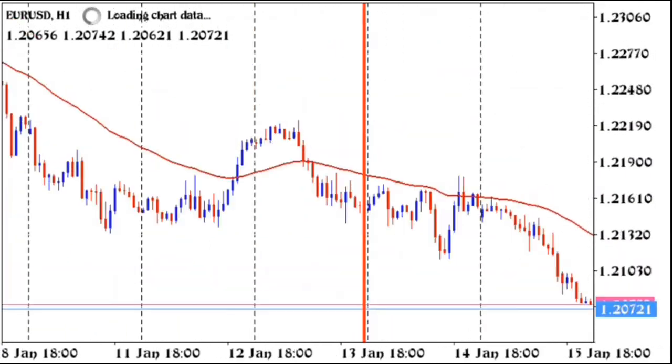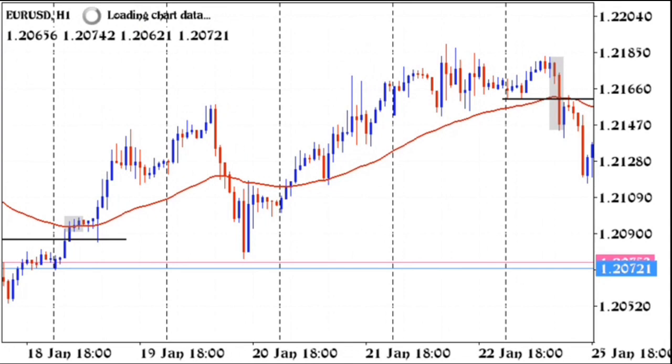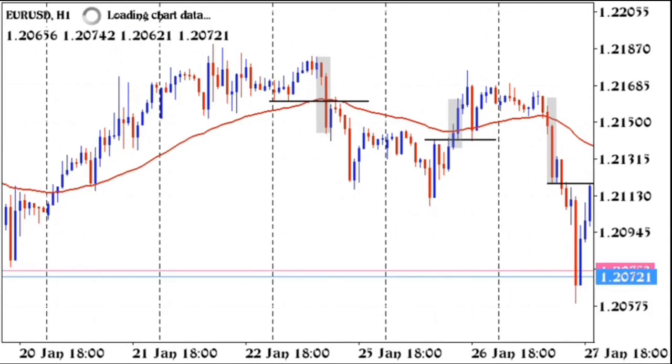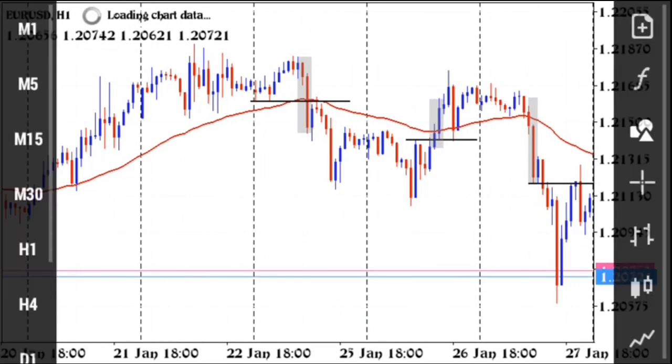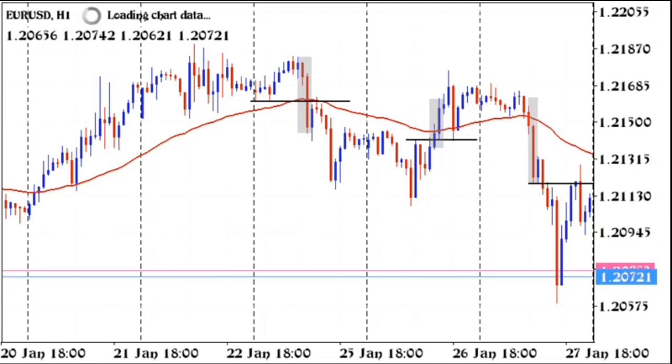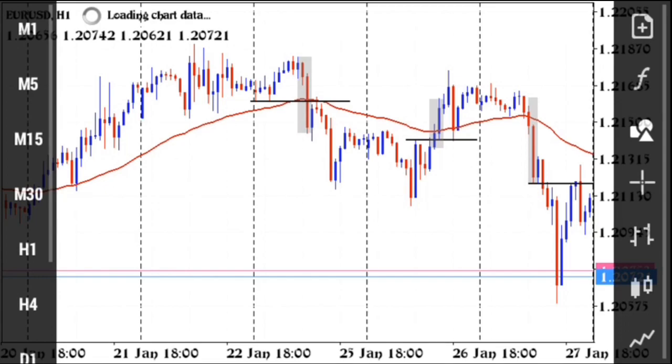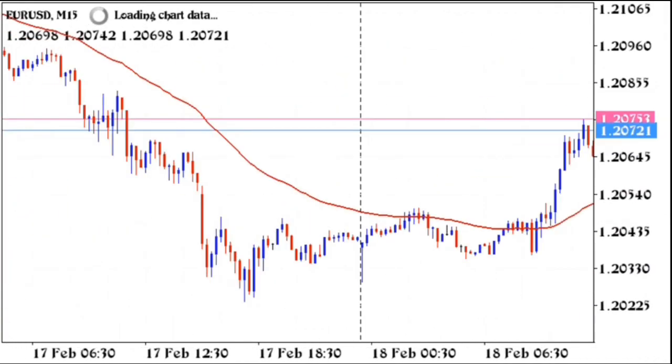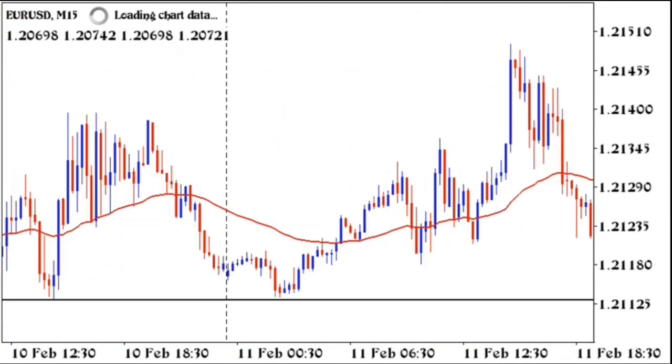I already have all my setup marked up, so I'm just going to show you how we could have taken this trade. You can see here the H1 candle closed below the 50 moving average. What do you do after that? You go to the 15 minutes time frame.